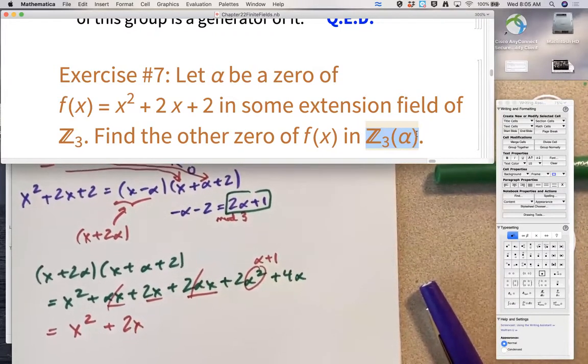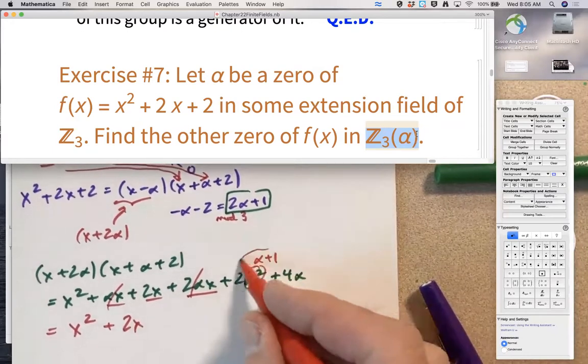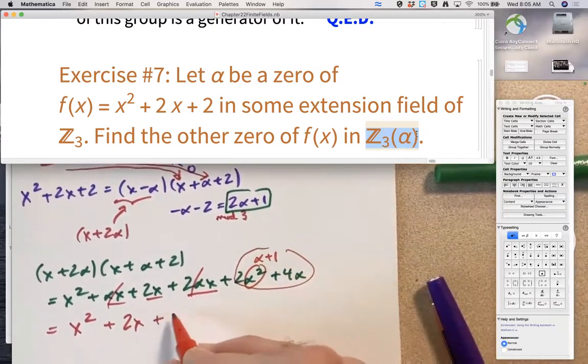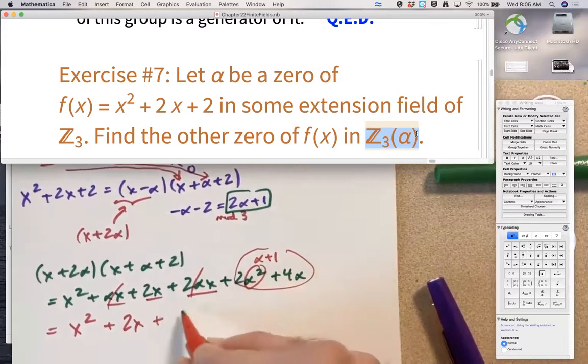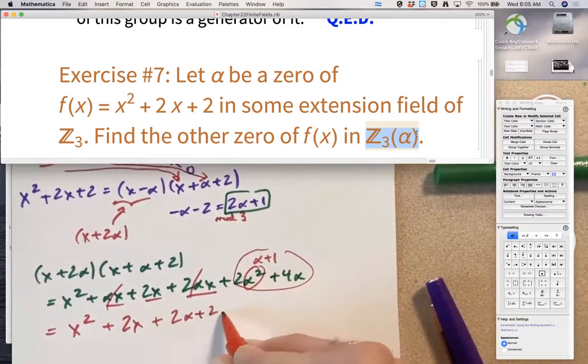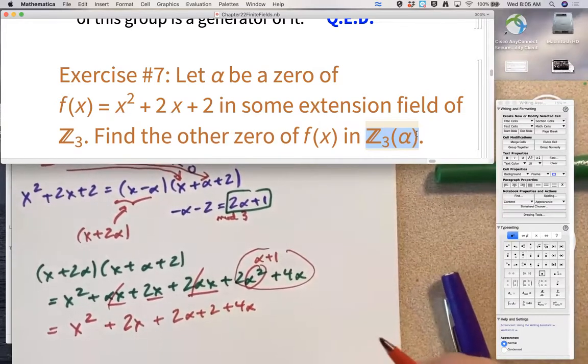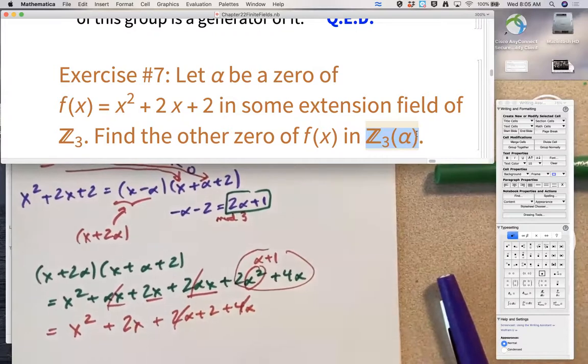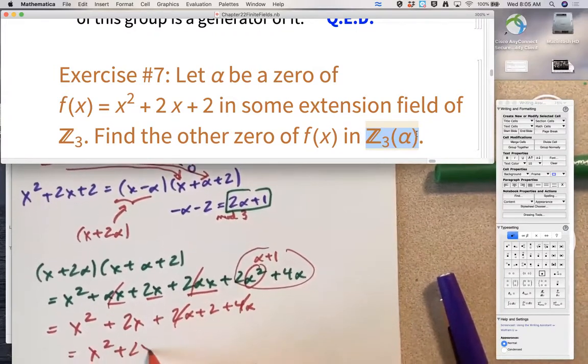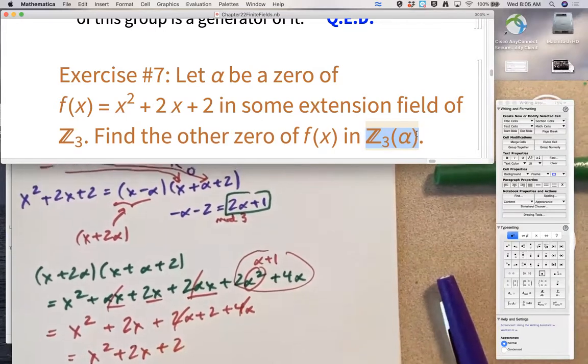What about the constant term? That comes from these 2 terms. Initially, if I multiply this by 2, I get 2 alpha plus 2, but then a 4 alpha. 4 alpha plus 2 alpha is 6 alpha, which is 0, mod 3. This cancels with that. And you're left with x squared plus 2x plus 2, the same polynomial that we started with.